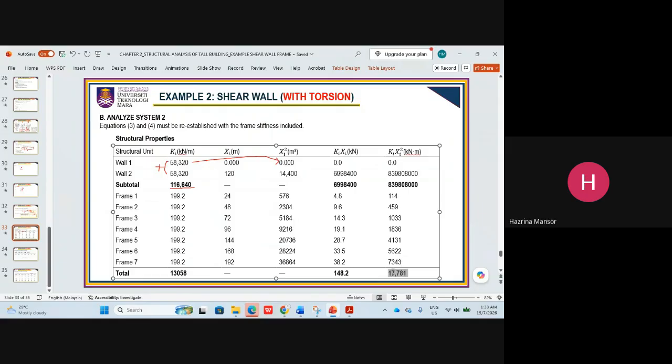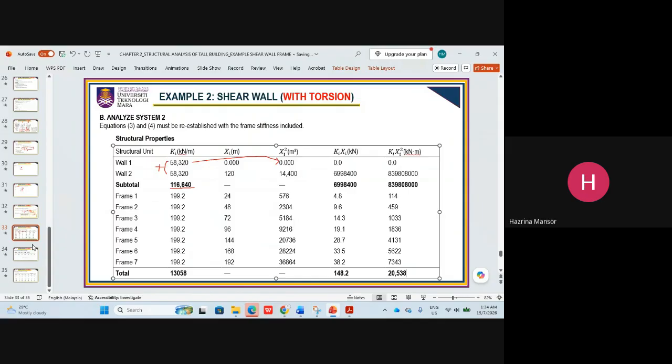Okay, so the total, I will check again. The total is 114 plus 459 plus 1033 plus 1836 plus 4131 plus 5622 plus 7343. So you get here around 20,538. Hold on. Okay, so these are the stiffness.